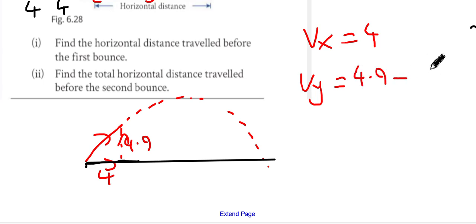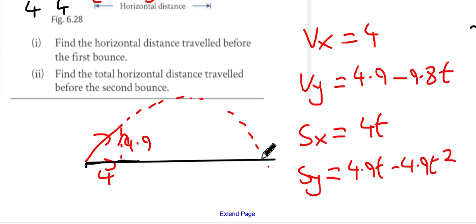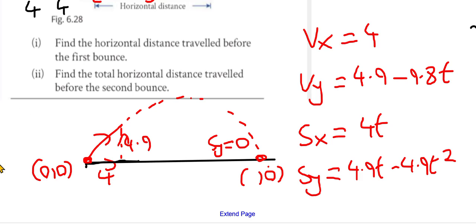4.9 minus 9.8 t. What's s x? What's s y? 4.9 t minus a half of 9.8, which is 4.9 t squared, yeah? Now, let's reset the clock. This is now going to be 0, 0. And the y value is going to be 0 when it lands. Would you all agree it lands when s y equals 0? So we're going to put this equal to 0.